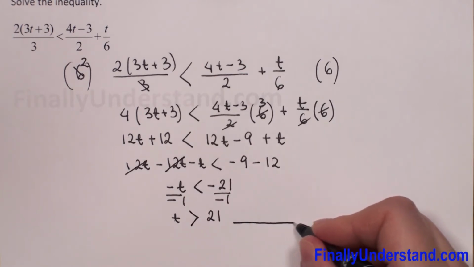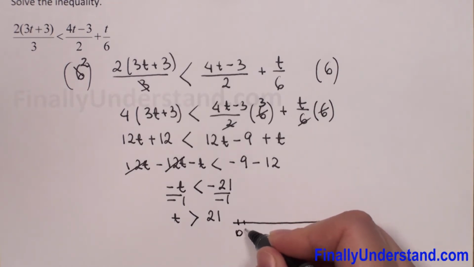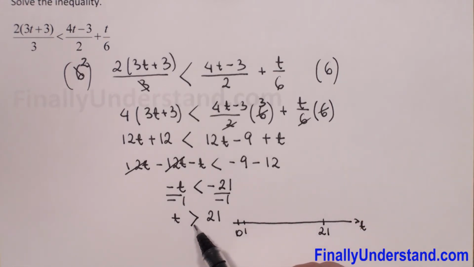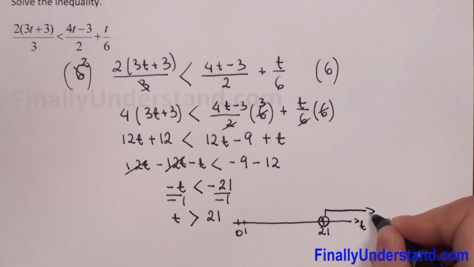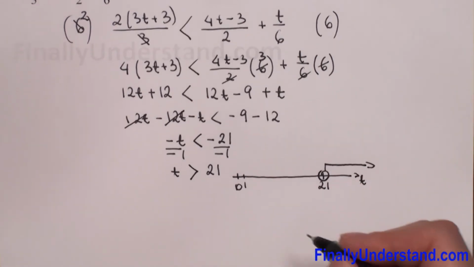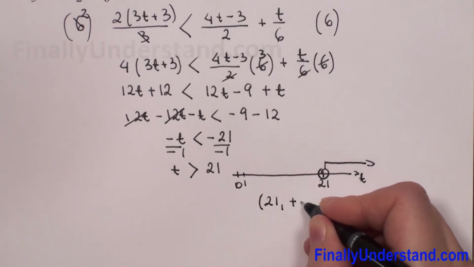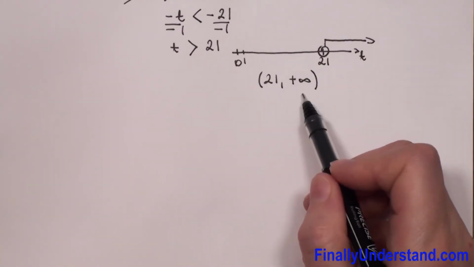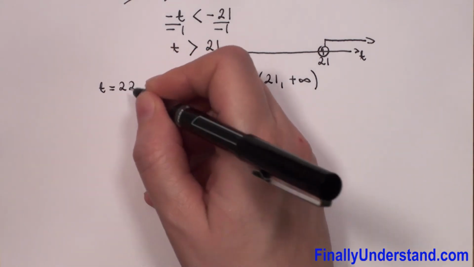So we have to draw the number line t. You have 0, 1. I have to go to 21 because I have the sign greater than. It means 21 is not included, and it's going to positive infinity. So our solution is from 21 to positive infinity. I have to choose one number from this interval. For example, t is equal to 22.